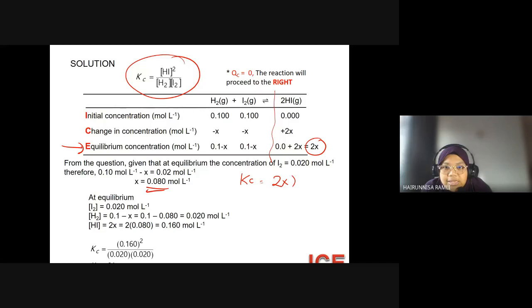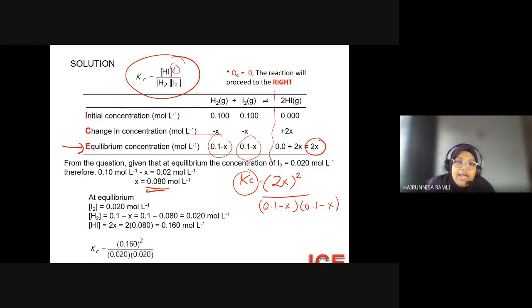Ingat eh. Ada kuasa 2 kat sini. Ha, kat sini student selalu ada terlepas. Kuasa 2 over 0.1 minus X. 0.1 minus X. Yang ni. Ha, nampak? So basically apa yang you nak cari is this one lah. Dia nak KC kan. So okay. So you dah dapat value for X. Okay, X you boleh masukkan. So you boleh dapat value for iodine.